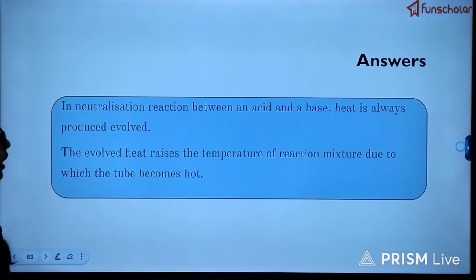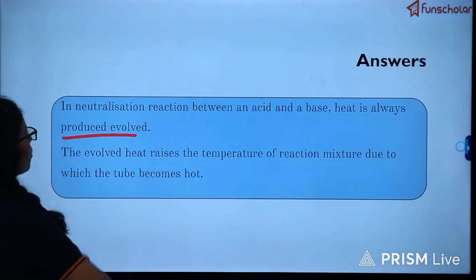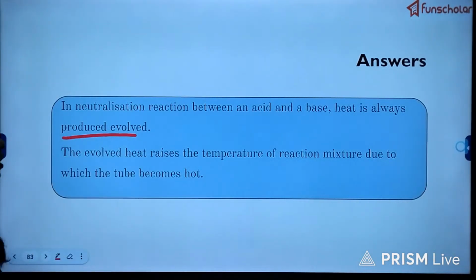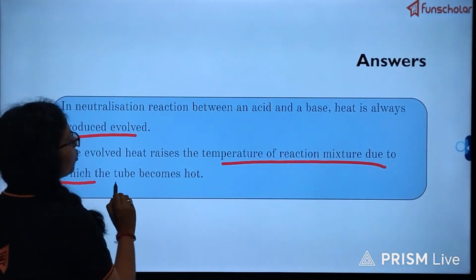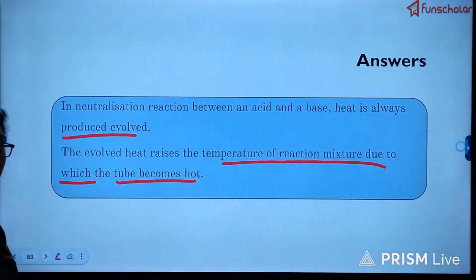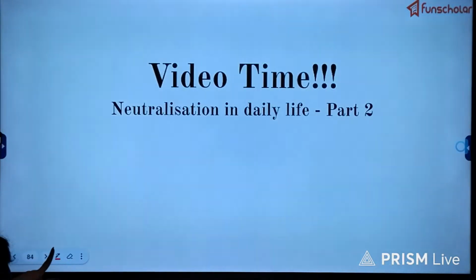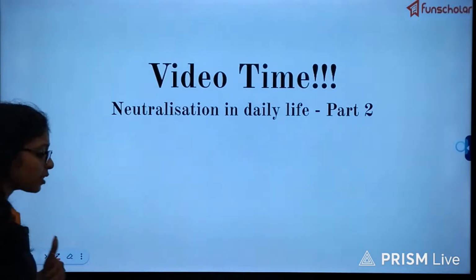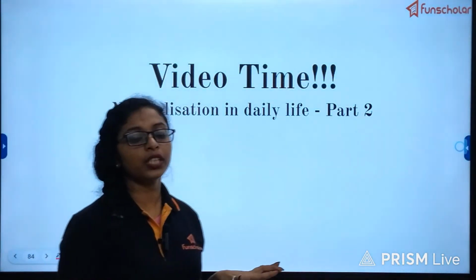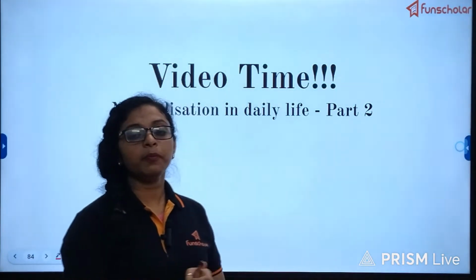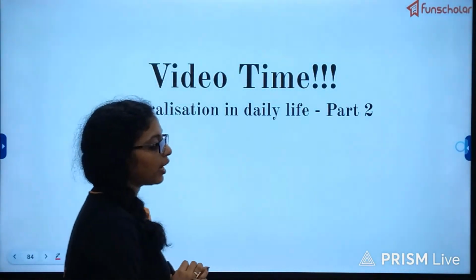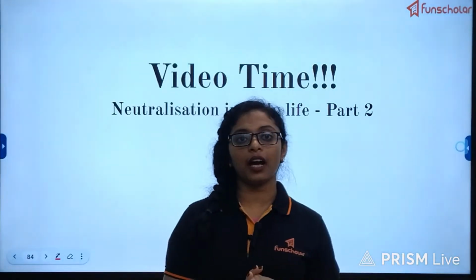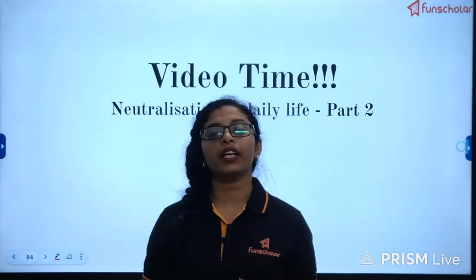In a neutralization reaction between an acid and a base, heat is always produced. The evolved heat raises the temperature of the reaction mixture, due to which the tube becomes hot, right?